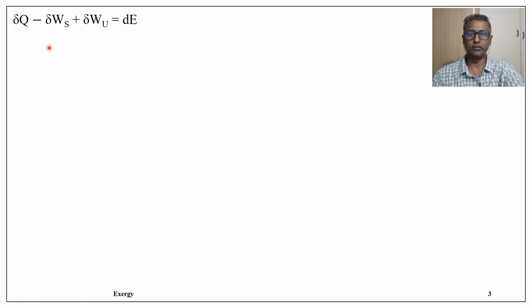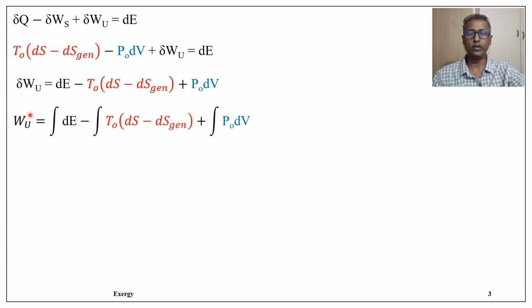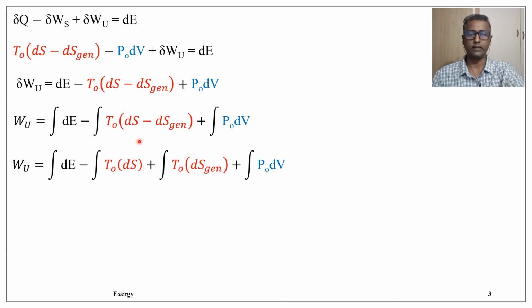The first law equation we got for the system is shown here. Instead of the terms del Q and del WS, we can substitute the ones shown in red color and blue color. This equation can be rearranged like this. And to calculate W suffix U, we need to integrate the equation. And this integral equation can be rearranged like this.